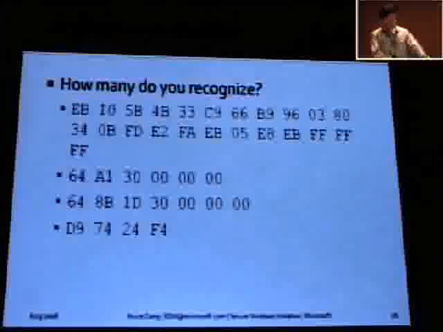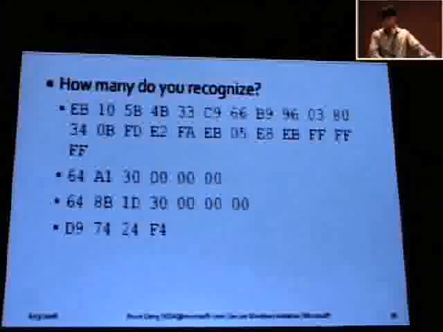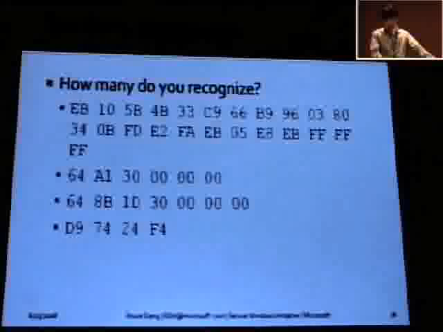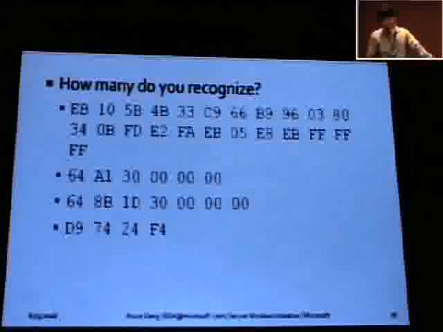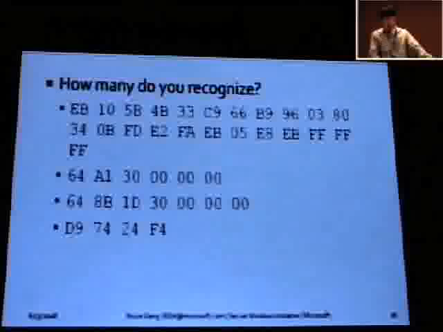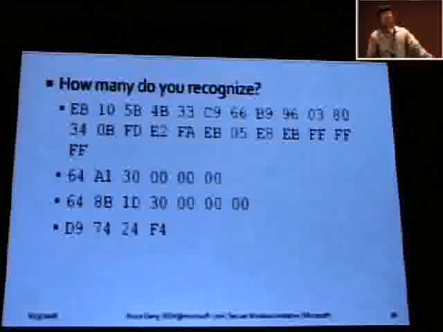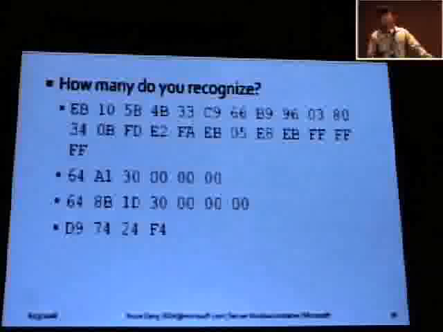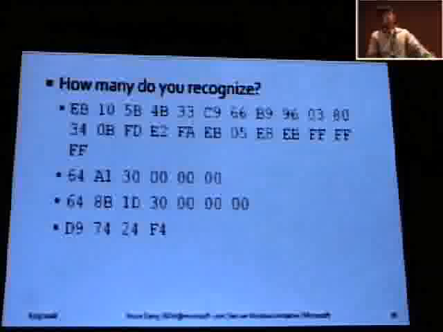The EB is going to be a short jump. The E8 is calling backwards. The E2FA, that's a loop. And then you'll see 33C9, that's XOR ECX. So you can see that they're calling in; this is the standard get-EIP technique.